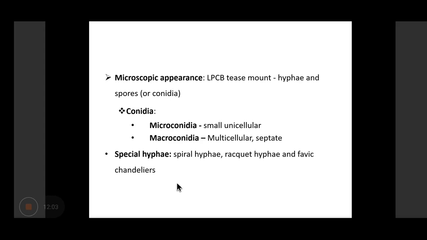Characteristically, in the case of dermatophytes, we will look for the conidia. Along with the hyphae, there will be conidia, that is microconidia and macroconidia. The microconidia are unicellular, and the macroconidia are multicellular and septate. Dermatophytes can also have special hyphae, arranged in spiral form, or racket hyphae of Cavic Chandler. So these are the forms of hyphae which we can see in dermatophytes.